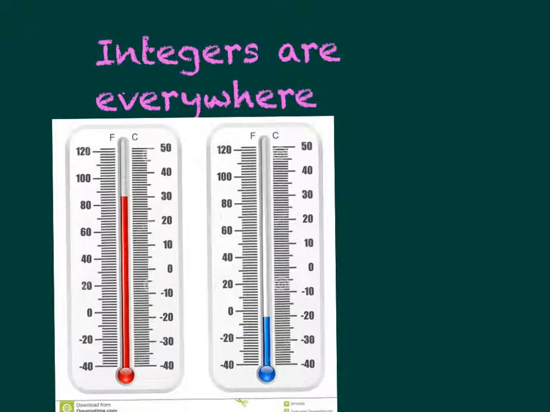Let's look at some real-life examples of integers. A thermometer is basically a number line, but instead of a horizontal number line, it's a vertical number line. We look at thermometers and we see that a thermometer has 0 on it. So here's my 0 degrees Fahrenheit. Okay, so I'm looking at this 0 right here.